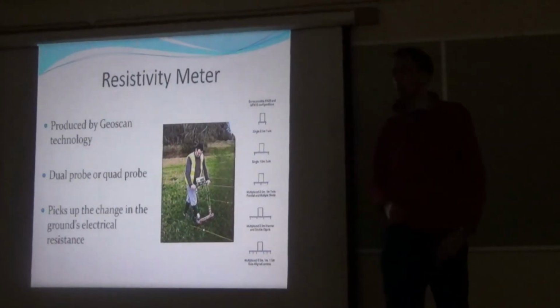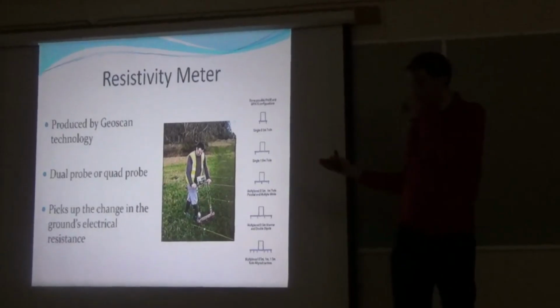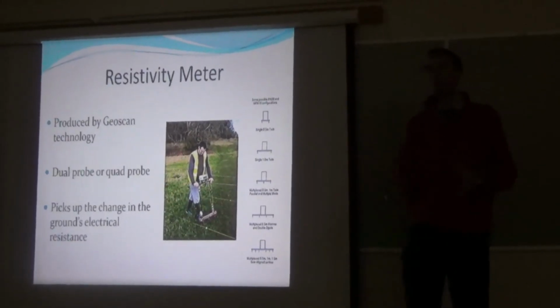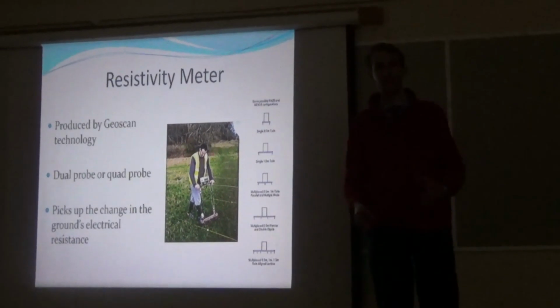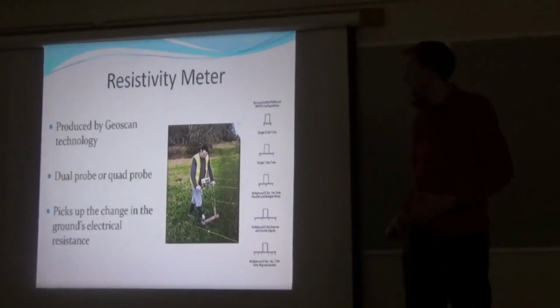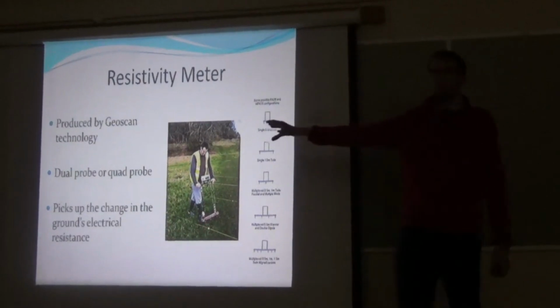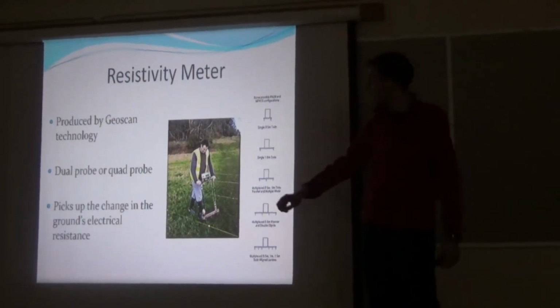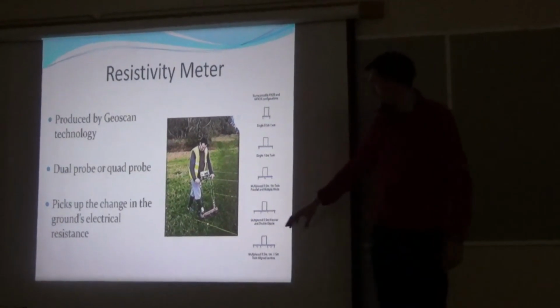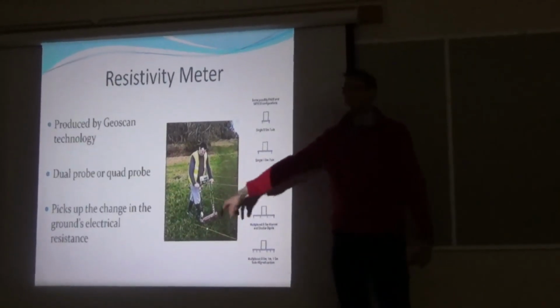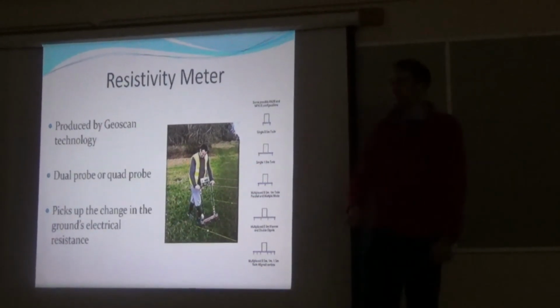So the first one we're going to look at is resistivity. Resistivity is one of the most basic ways of surveying an archaeological site. So it's mostly produced by a company called Geoscan. They're based in Bradford. You can use it, so it looks like this. So it looks a bit like a Zimmer frame. You might have seen it on Time Team.